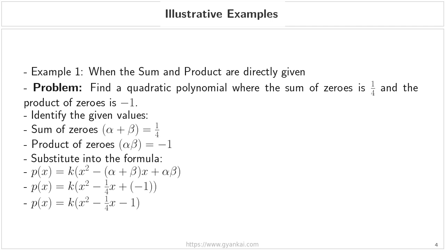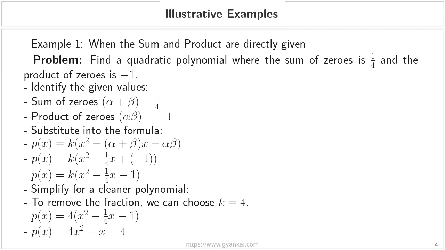The formula is p of x equals k times the quantity x squared minus the sum of zeros times x plus the product of zeros. Plugging in our values, we get p of x equals k times the quantity x squared minus 1/4 x plus -1. To make it look a bit cleaner, we can rewrite that plus -1 as simply -1. So we have p of x equals k times the quantity x squared minus 1/4 x minus 1.